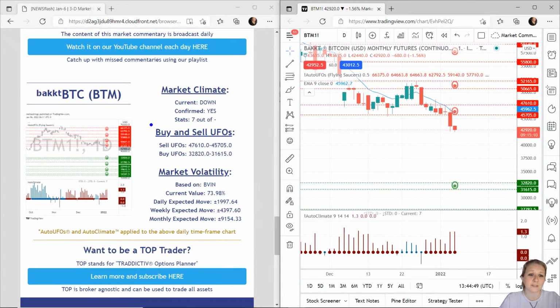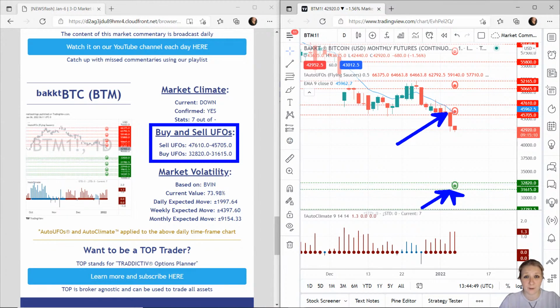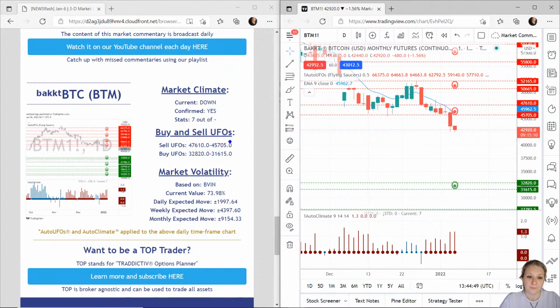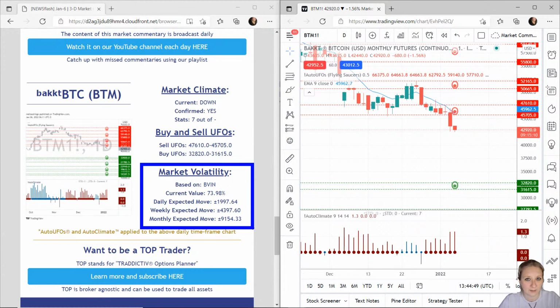What we've also looked at are buy and sell UFOs, meaning where do we have buyers and where do we have sellers that could push price up or down respectively and give us an idea of where we should be buying and selling. And then we've looked at market volatility, which is how quickly we expect these markets to move or how far we expect them to move within given periods of time.